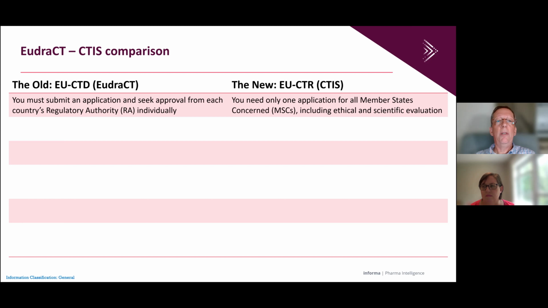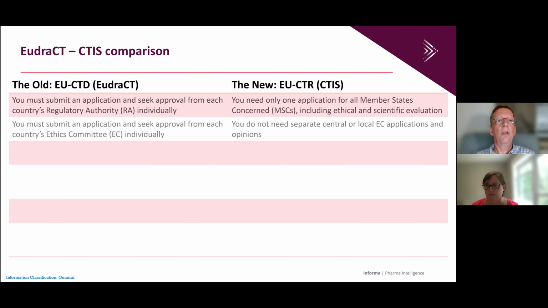So the way it works today with EudraCT, you're submitting an application seeking approval from each country's regulatory authority or competent authority. In future, you do that just once for all member states, including the ethical and scientific evaluation. That's really useful because you can put in one application, and then if down the line you decide to add another country to the evaluation, you simply add another country in the CTIS system, and you don't have to create a whole package of information and submit that to those authorities. They have access to that workspace.